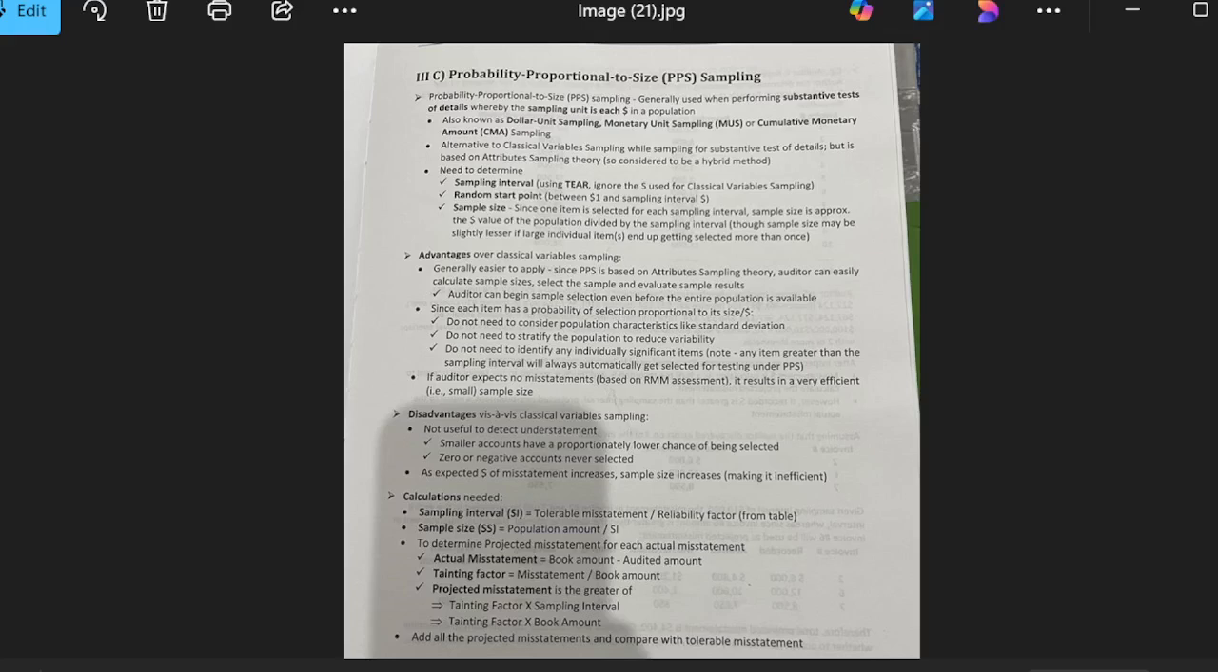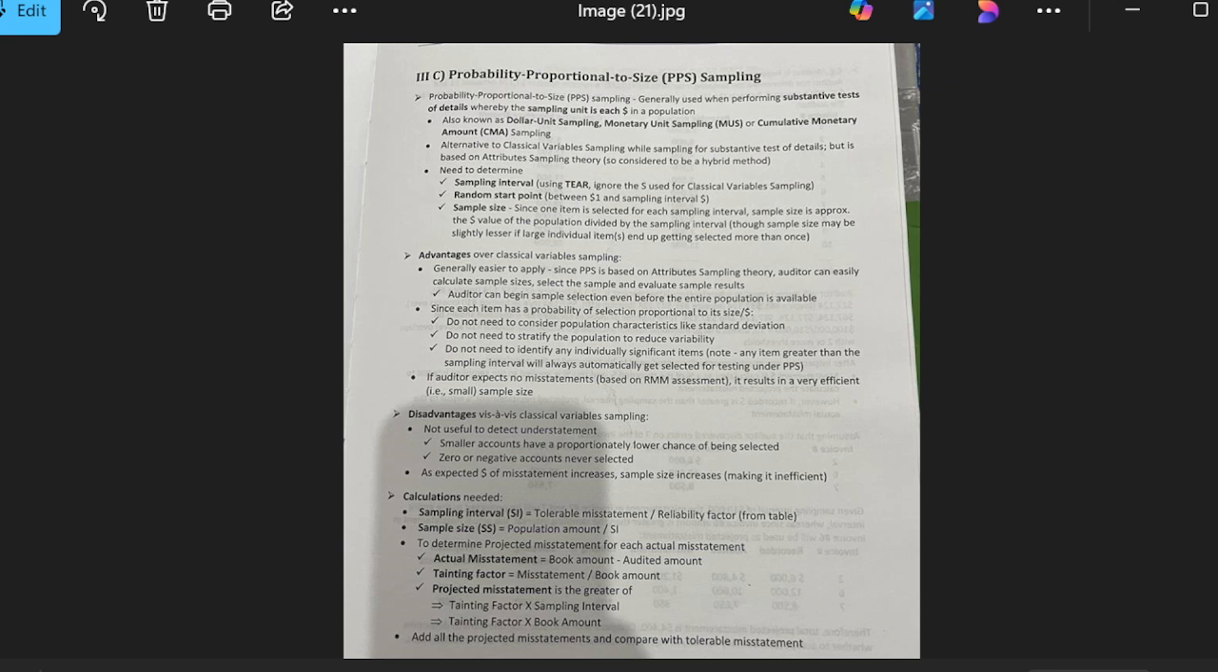Hi everyone. Welcome back to the audit chapter, and this is the last topic of audit sampling, probability proportional to size PPS sampling. It's literally a small topic, and I think I should have covered this in the previous chapter, but that's my bad that I didn't cover it. So we can finish it quickly.